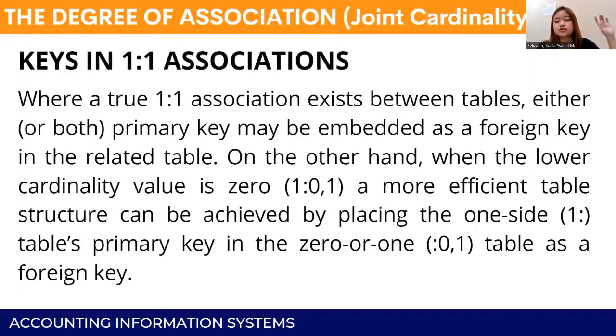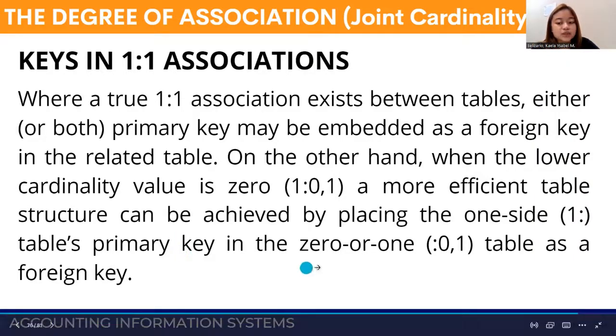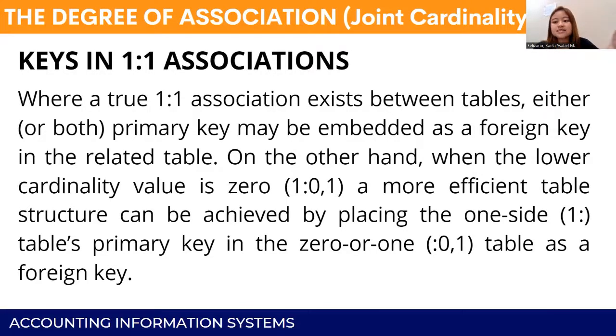Next is the degree of association. We actually have three. First is the keys in 1:1 association. So where a true 1:1 association exists between tables, either or both primary key may be embedded as a foreign key in the related table. On the other hand, when the lower cardinality value is 0, a more efficient table structure can be achieved by placing the one side table's primary key in the 0 or 1 table as a foreign key. So this just means na nag-exist yung 1:1 association pag yung primary key, it's either the primary key or both the foreign key is in the related table.